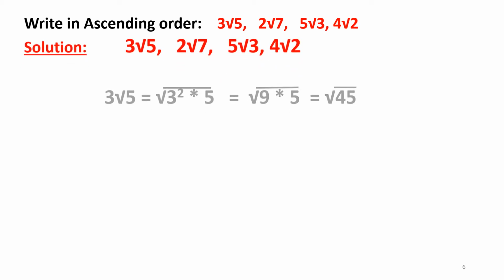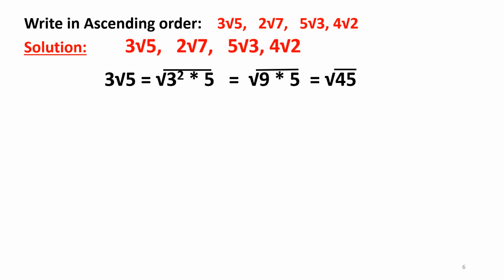One more. Write in ascending order: 3 root 5, 2 root 7, 5 root 3, 4 root 2. In the same manner, as all their powers are equal, we are taking the outside number inside the root. 3 becomes 3 square, 9 root 45. 3 root 5 is root 45.